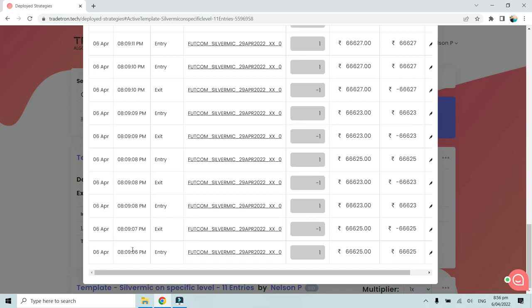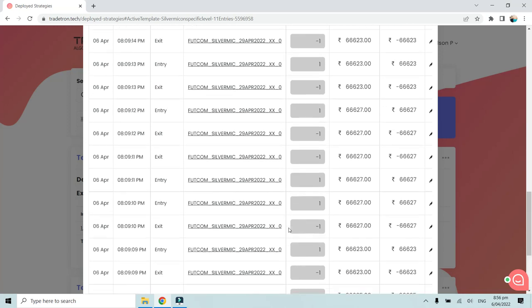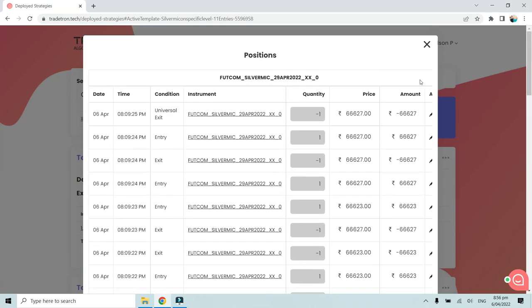Over here, as we can see, at 8:09 the first entry, the future got bought. That means the set that we have, where we are buying a long future, is the entry set, and it is getting exited from that particular set. So that means the issue is in the set where we are buying this particular future of Silver Micro. Somehow the conditions of entry and exit are matching over there. So we will see what is happening in terms of the conditions.